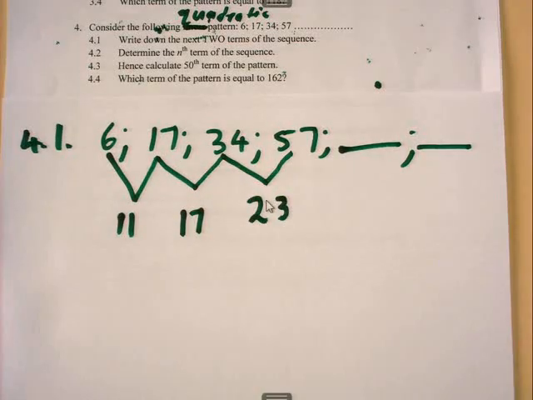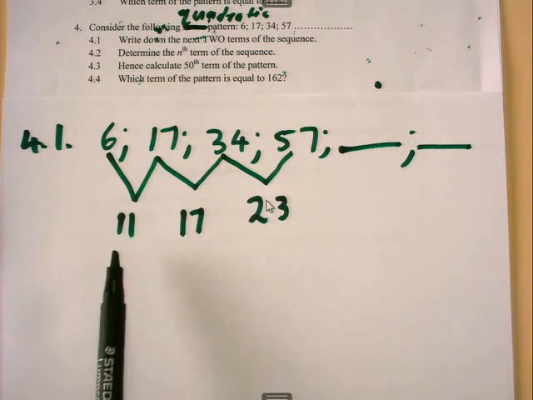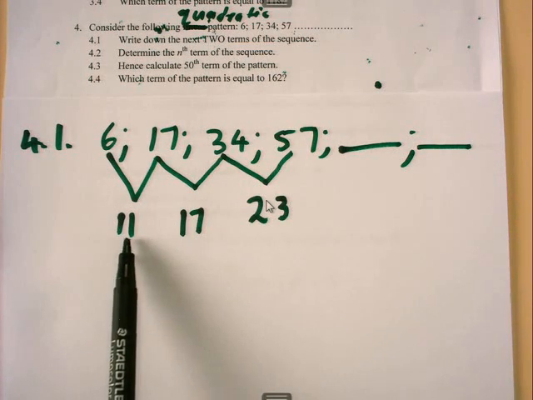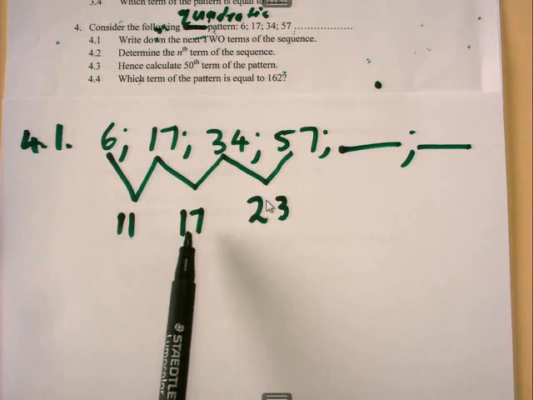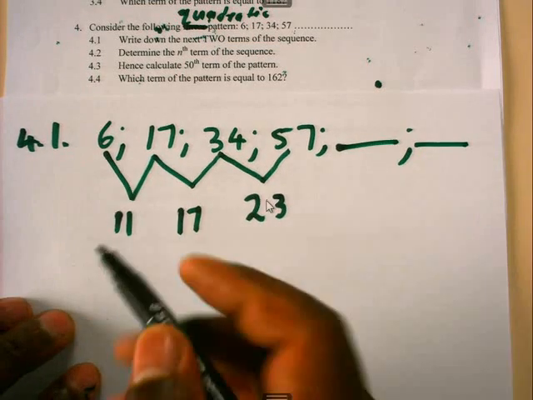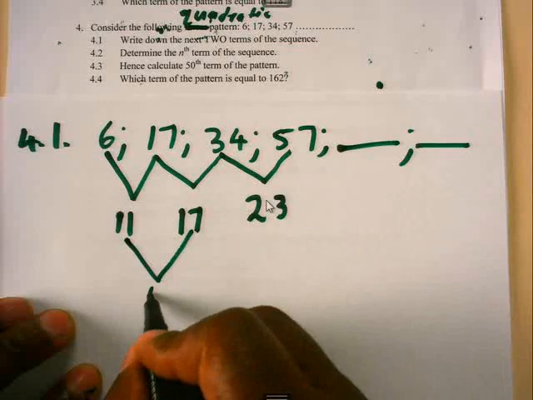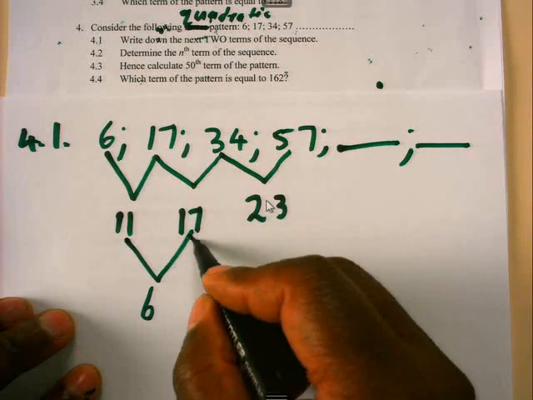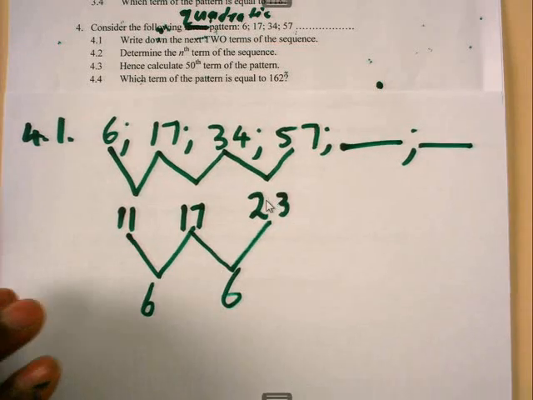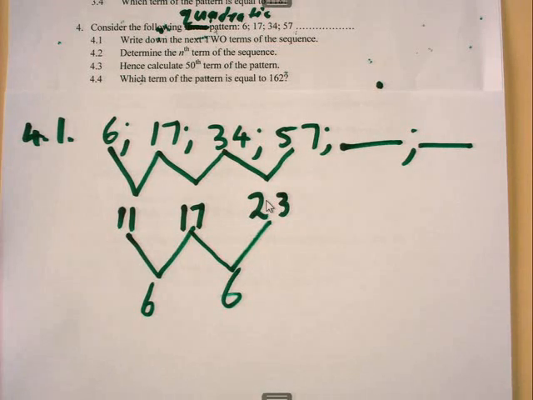Since it is a quadratic number pattern, the first difference always represents a linear number pattern. So check the linear number pattern: 11, to get 17, you add 6. The second difference here is 6. 23 minus 17 is 6. So in the linear number pattern, to determine the next term, you just need to add 6.